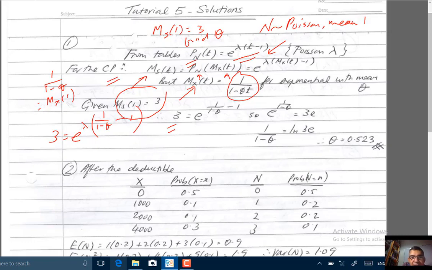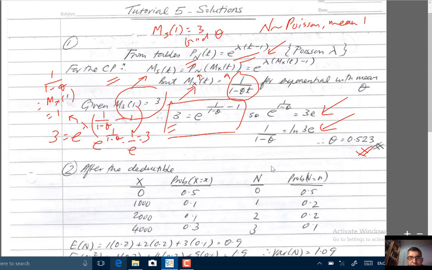Good. Lambda is what? Lambda they gave me equals 1, because N is Poisson with mean 1, so I end up with this. Once you have this, this is a simple equation we can solve. We have e to the power of 1 over 1 minus theta times 1 over e equals 3. Now bring the e up, you will get this line here, and then you can take logs, use a calculator and solve for theta. Not hard.